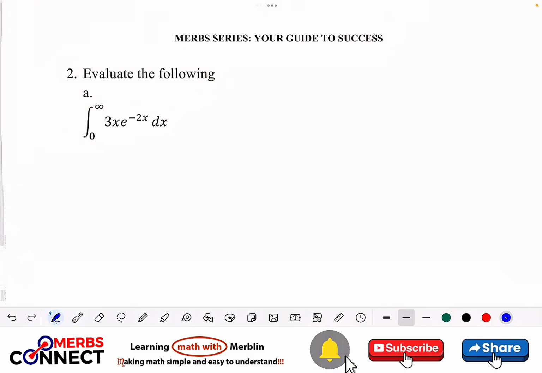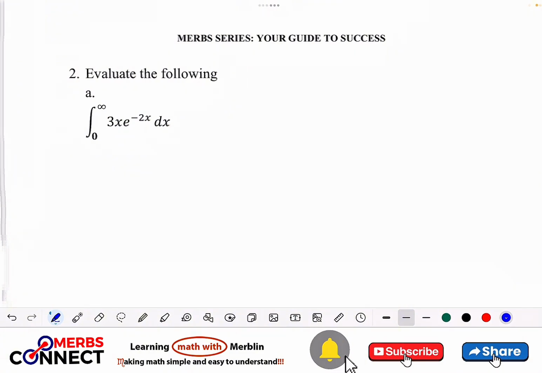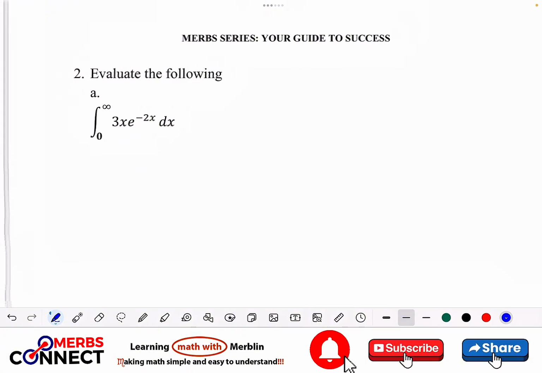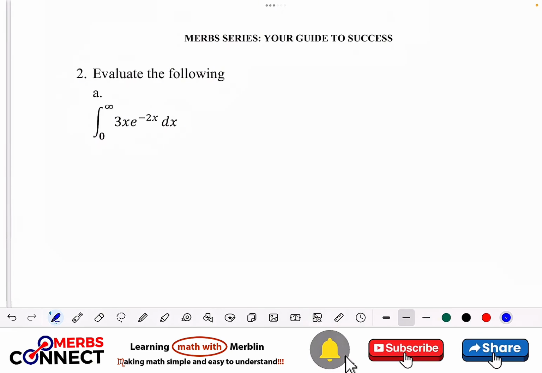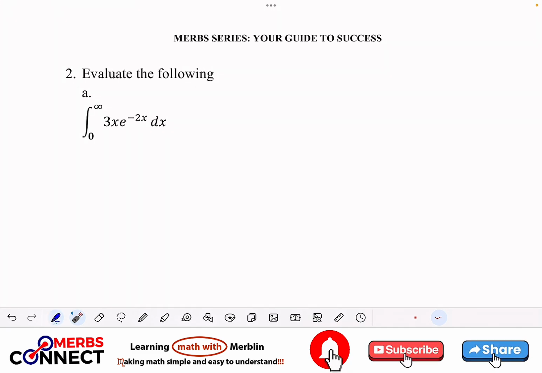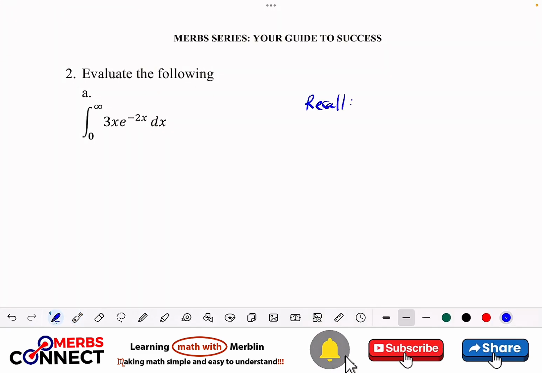So as I said, here we are using integration by parts because we cannot use u substitution. So the first thing to do is choose your u and your dv, right? Because we know the formula for finding integration by parts, right? So if you want to see, recall that the integral of u dv is equal to uv minus the integral of v du.